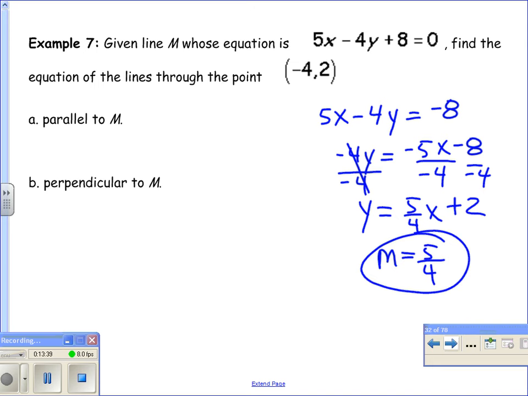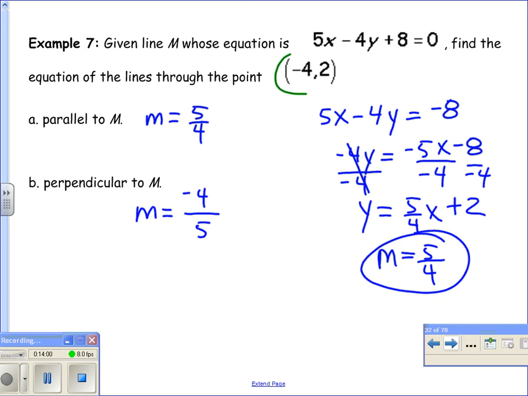So if it's parallel, then it's going to have the same slope as this line that we're talking about, because they're parallel lines. But if a line is perpendicular to it, the slope is going to be the negative reciprocal. So what that means is you take the fraction, flip it over, and then you change the sign. This one was positive, so this one's going to be negative. All right, so we have that information.